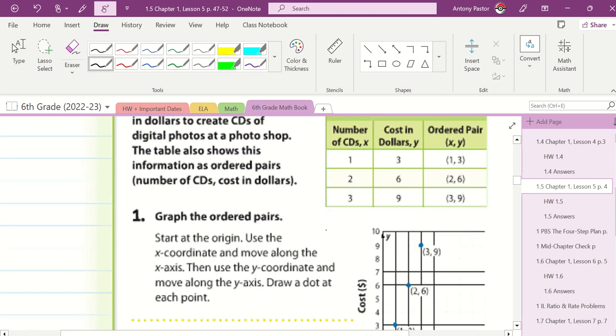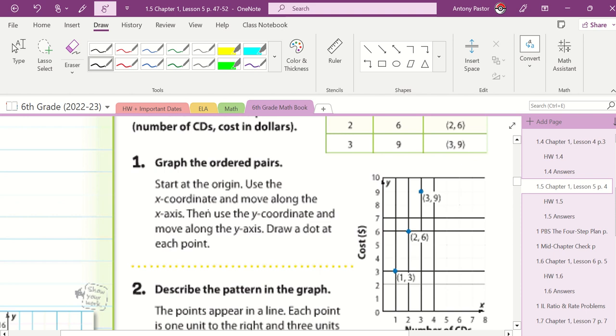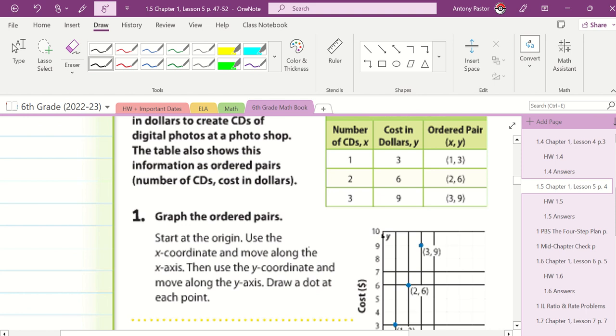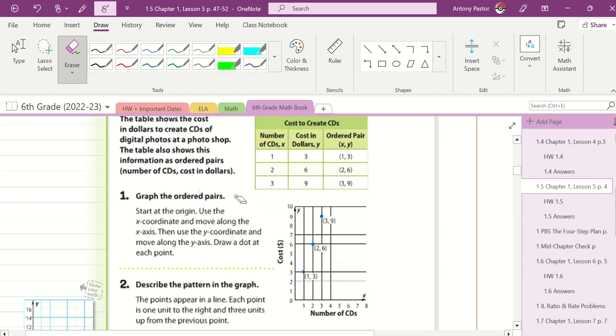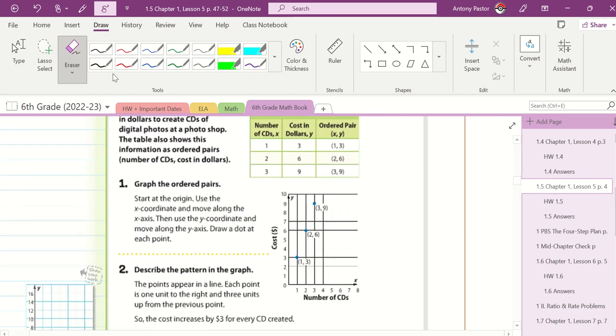Graph the ordered pairs. Start at the origin, use the x-coordinate and move along the x-axis, then use the y-coordinate and move up. So for every one of these ordered pairs, we start at the origin. There we go. Our first ordered pair is 1, 3. We start at 0, 0, right here in the corner. 1 to the right, up 3. There is my point 1, 3.